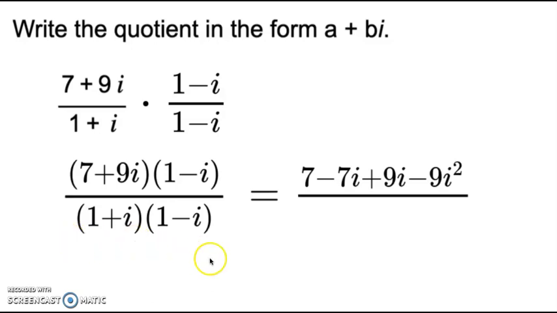Now in the denominator, we can multiply using our special products rule. Since the first terms are the same and the second terms are the same and the signs are different, what we can do is just multiply the first 2 terms and the last 2 terms together. So 1 times 1 is 1, and i times negative i is negative i squared. Now we gotta simplify this.